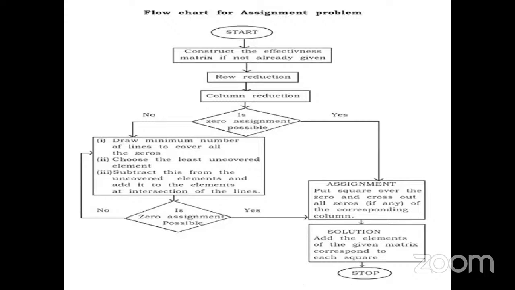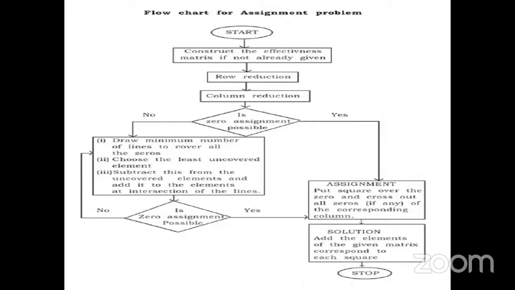Is the zero assignment possible? If yes, then assignment: put a square over the zero and cross out all other zeros, if any, in the corresponding columns. If no, then we need to draw a minimum number of lines to cover all the zeros. Choose the least uncovered element, subtract this from the uncovered elements, and add it to the elements at the intersection of the lines. Again, we need to see whether the assignment is possible or not.